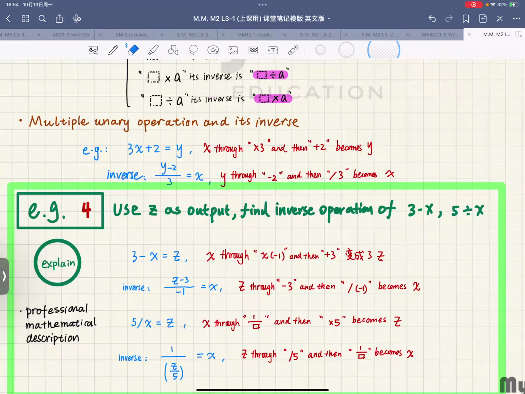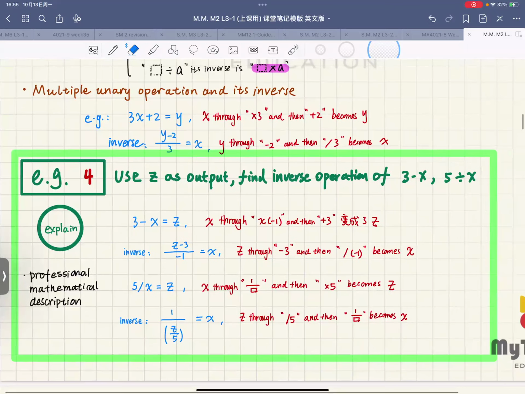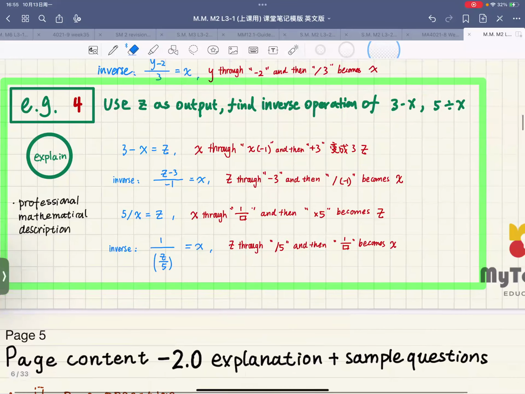The next one is multiple ordinary operation and its inverse, right? For example, 3x plus 2 is equal to y. The reason it's a multiple operation is because x goes through a times 3 and then add 2. So you times 3 first and then you plus 2. So that's multiple operation. For the inverse, you rearrange the equation. Y minus 2 divided by 3 is equal to x. So y goes through minus 2 and then divided by 3 to become x. All right.